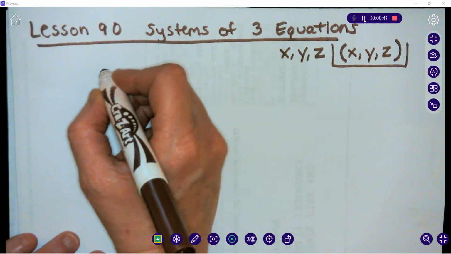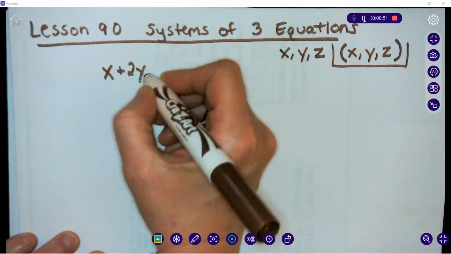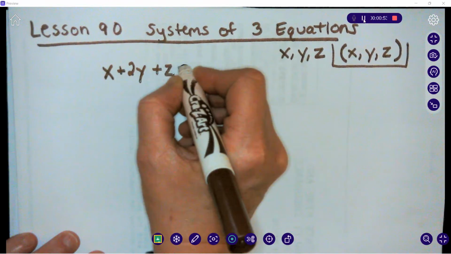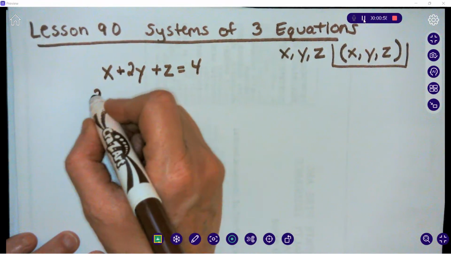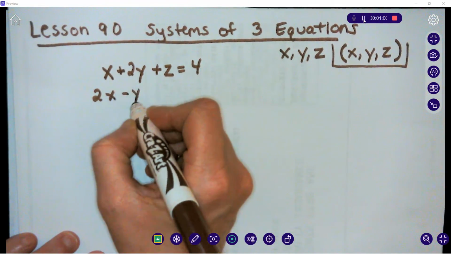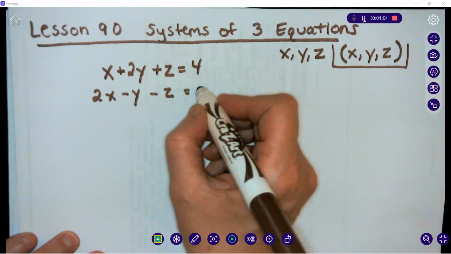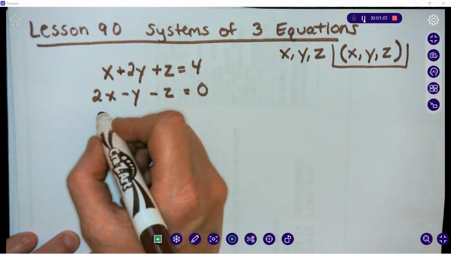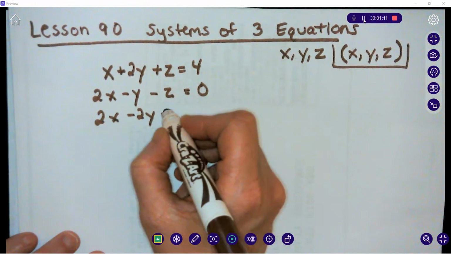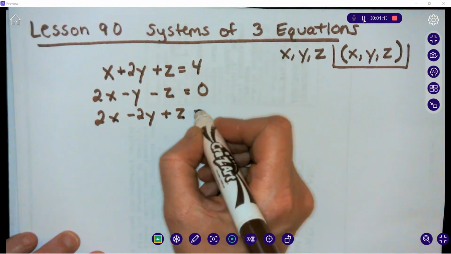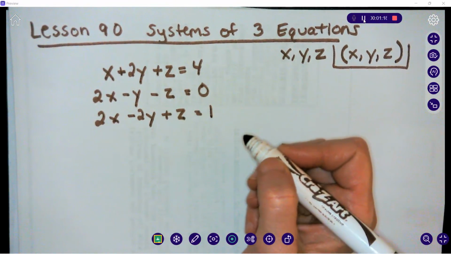So if we have three equations, the first one will be x plus 2y plus z equals 4. And then our second one will be 2x minus y minus z equals 0. And our third one will be 2x minus 2y plus z equals 1.